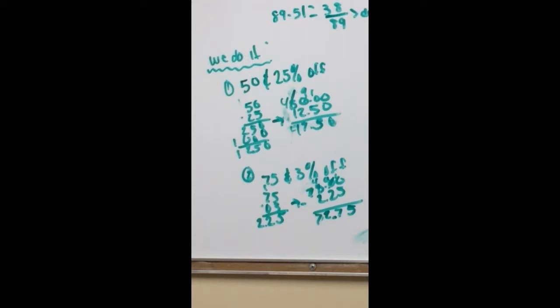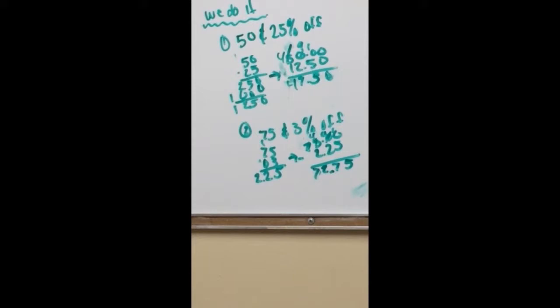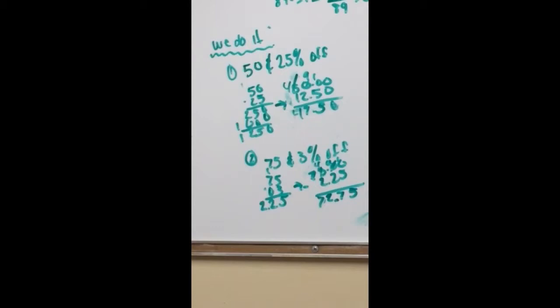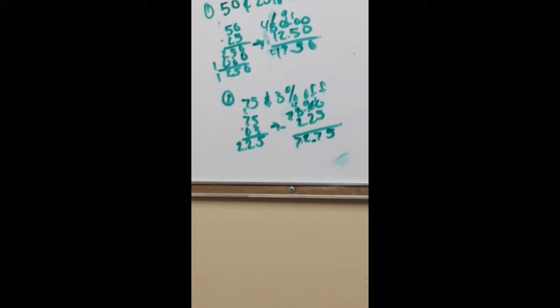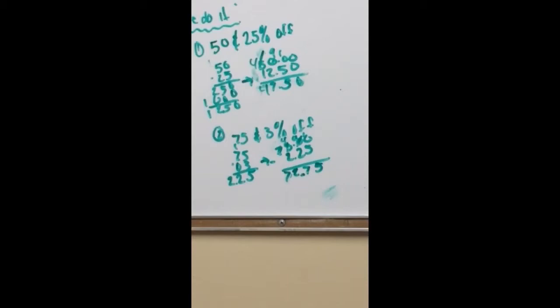Number one, you do 50 times 0.25, you get $12.50. Then you do 50 minus $12.50, and you get 47.50. And then number two, you do 75 times 0.03, you get 2.25. You do 75 minus 2.25, you get 72.75.